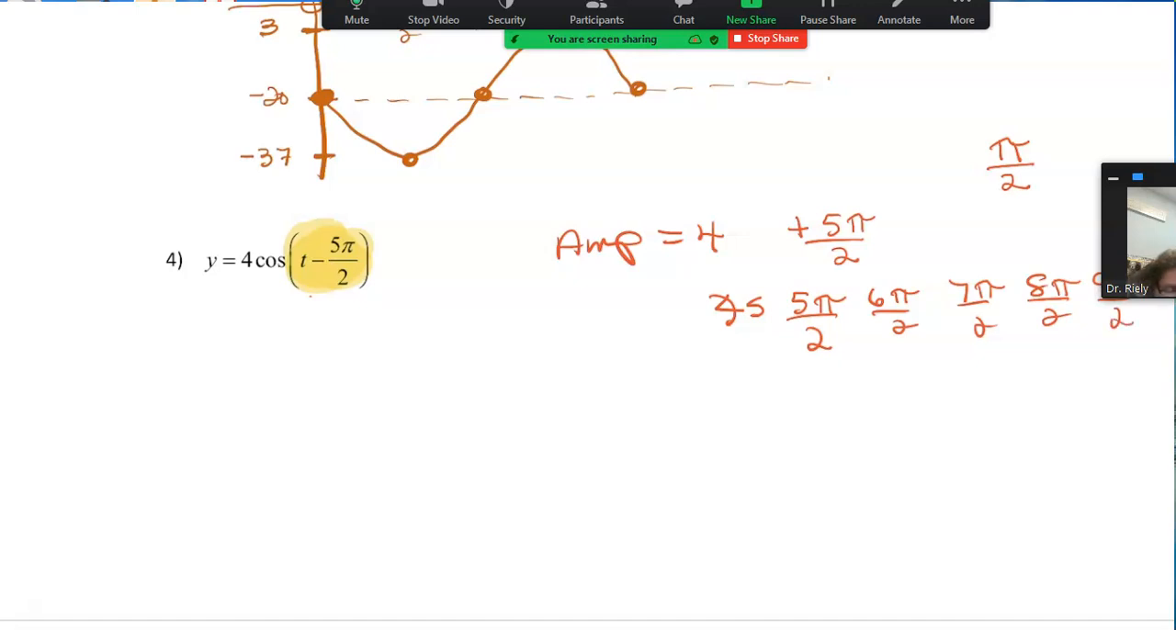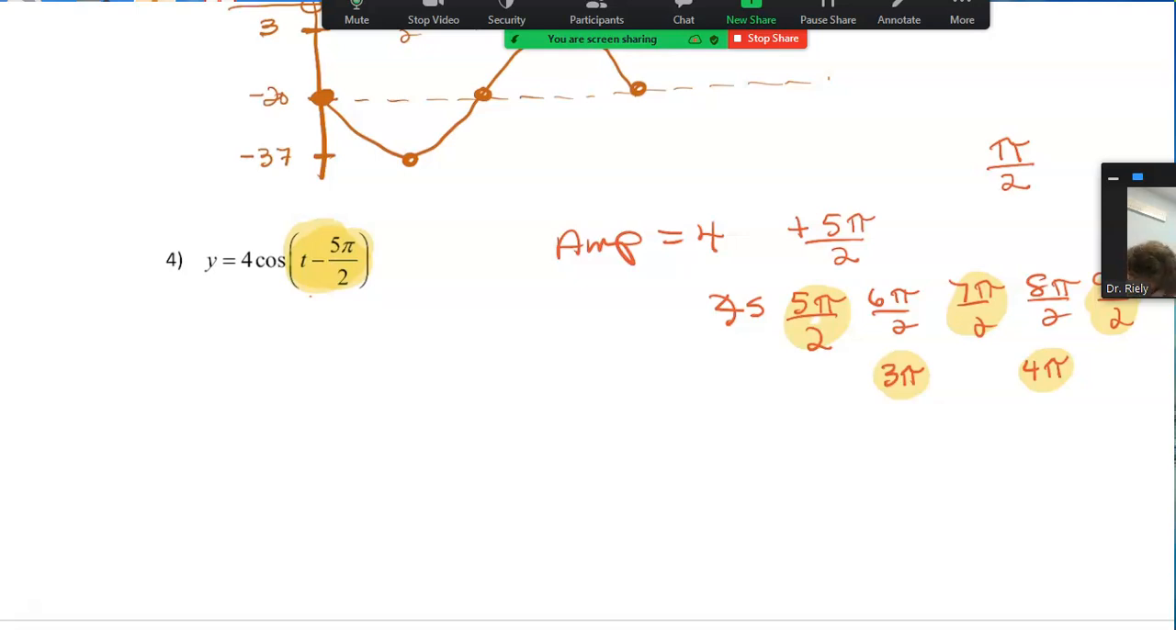Now, before I put these on my t-axis, I'm going to reduce them. So 5π/2 can't change. 6π/2 is really 3π. 7π/2 is fine. 8π/2 is really 4π. And 9π/2 is fine. So what I do to make sure that I don't mess up is I highlight the angles I'm going to use. And yes, you need to reduce your angles. And yes, I'm going to take off if you don't.